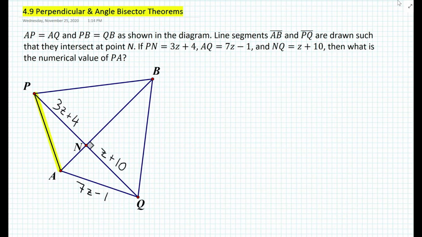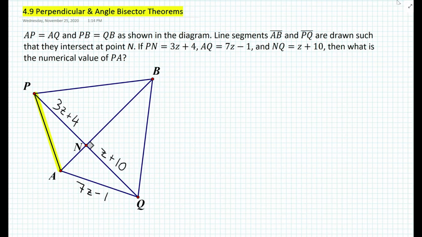Well, it might be tempting to just set 3z plus 4 equal to z plus 10 and figure out the z value. The question is, can we do that? The answer is no, not yet, because we do not know if these two segments are equal yet. We don't know if PN and NQ are equal.